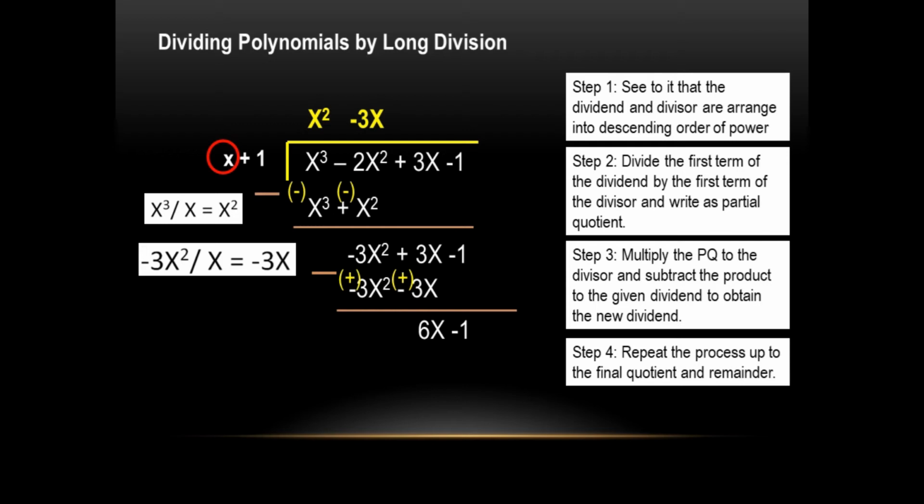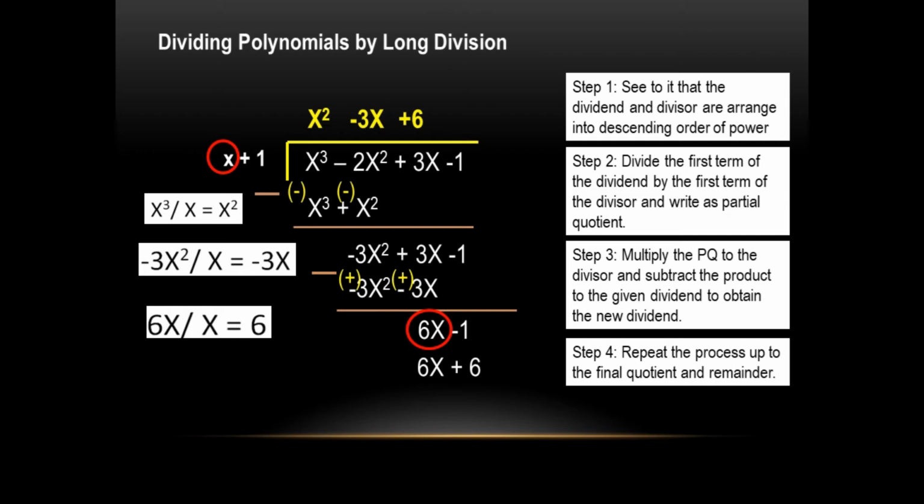Okay, so our remaining dividend now is 6x minus 1. And the first term 6x is still divisible by the first term of the divisor. So therefore, we will continue to determine the final answer. So the same na naman, divide 6x, the first term, by x. So this will be now the solution. 6x divided by x is equal to 6. So you write that. Then repeat the process, multiply.